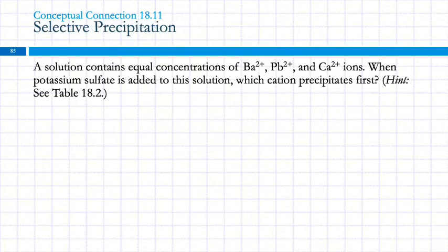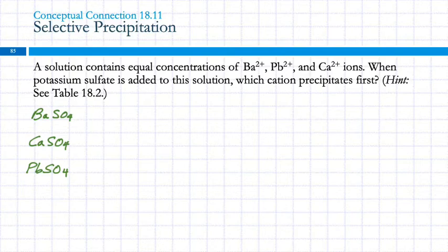So we need to look at the table of KSP values, which I'm having a hard time finding. Article 18.2. Pages are all stuck together. There's one, and here's two. Okay. So we need to find KSP values, and we're adding sulfate. And so our potential precipitates are barium sulfate, calcium sulfate, and lead sulfate. Since I have a textbook in front of me, I'm going to use that instead of flipping back to the screen.